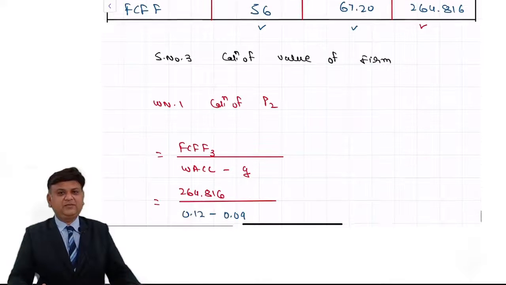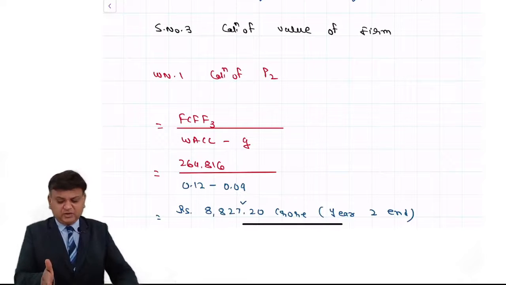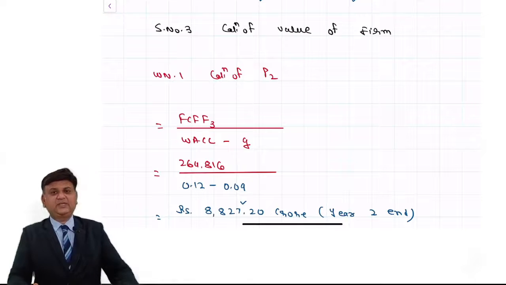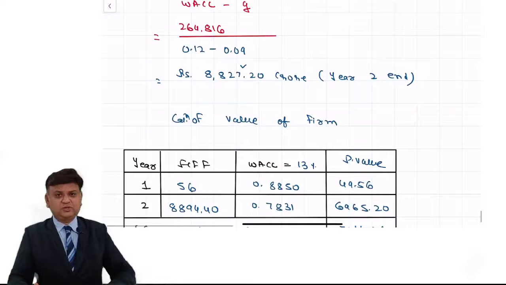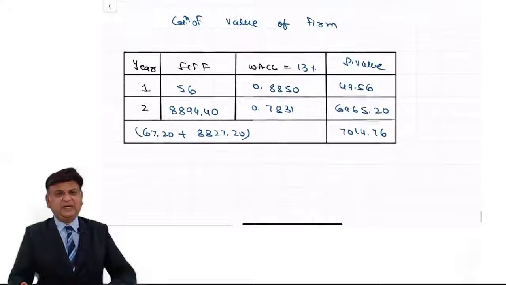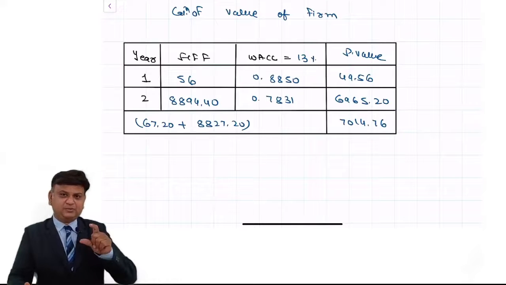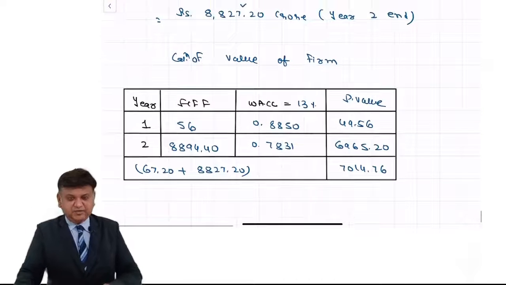Step number 3, value of the firm. In that, first of all, we'll make the calculation of P2. What does P2 mean? P2 means end of year 3 onwards for perpetuity, whatever you are going to receive, all of them are discounted to the second year end. That is the P2, 8827.20. Lastly, we'll make the calculation of the value of the firm, in which first and second year absolute amount of the cash flow discounted, and then the second year P2 value will be again discounted. That is the way value of the firm is calculated.